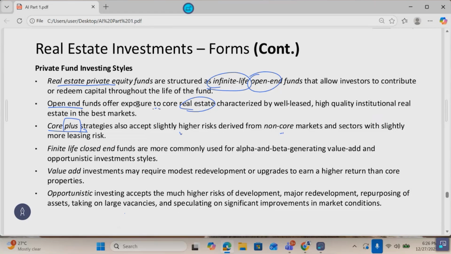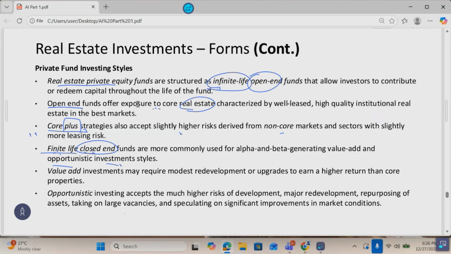So core plus is where they're trying to get a higher risk and a higher return. If it's finite life, now this is infinite. Finite life, that means they are close-ended. These will be where they're trying to generate value, opportunity, but this is where the fund is only for a 3 year or 5 year period, right?